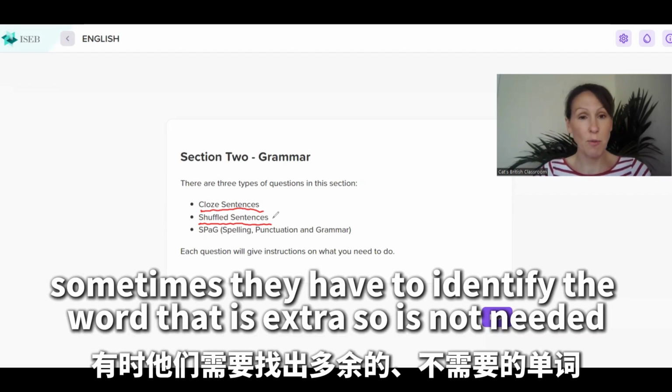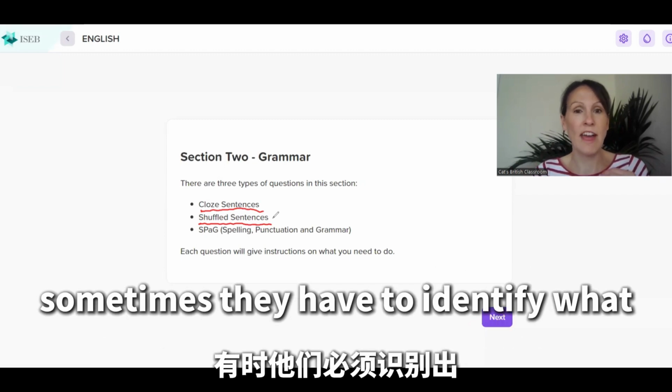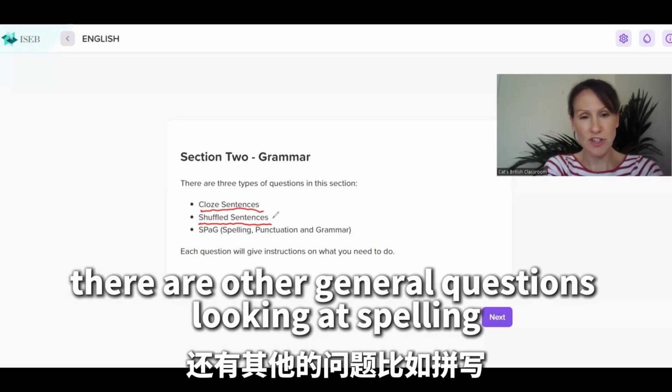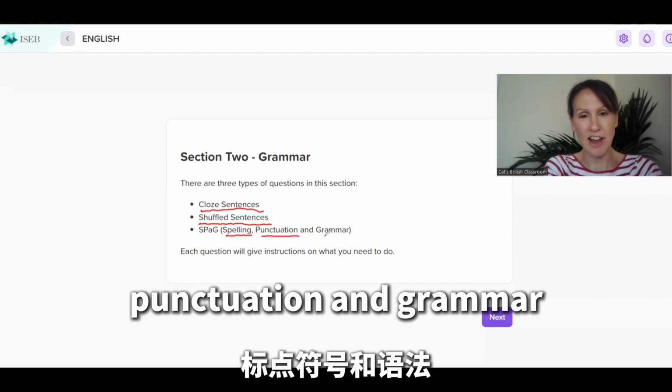Sometimes they have to identify the word that is extra, so is not needed. Sometimes they have to identify what extra word could be needed. There are other general questions looking at spelling, punctuation, and grammar.